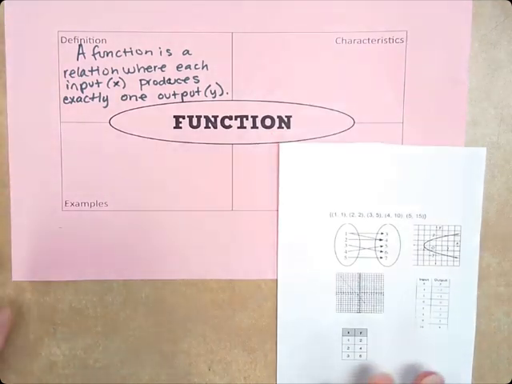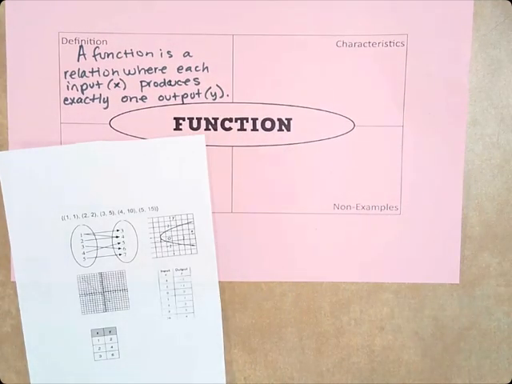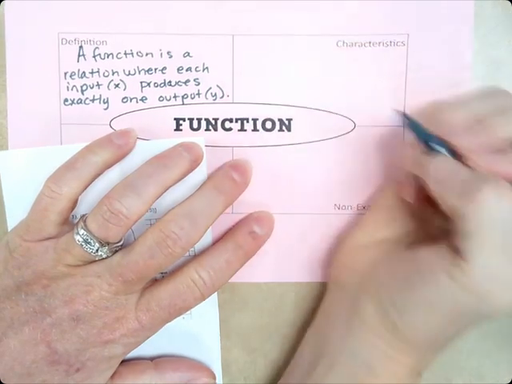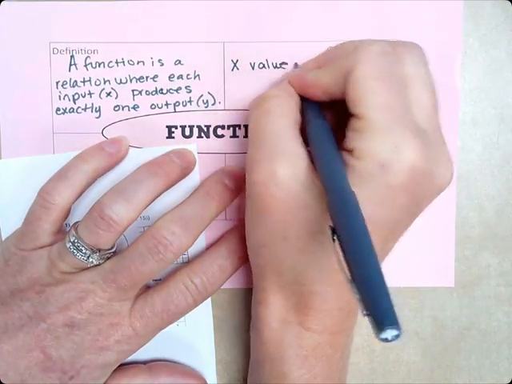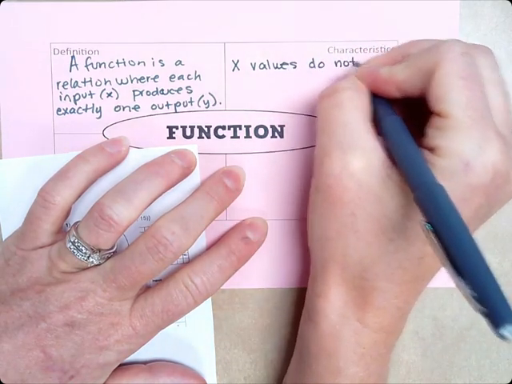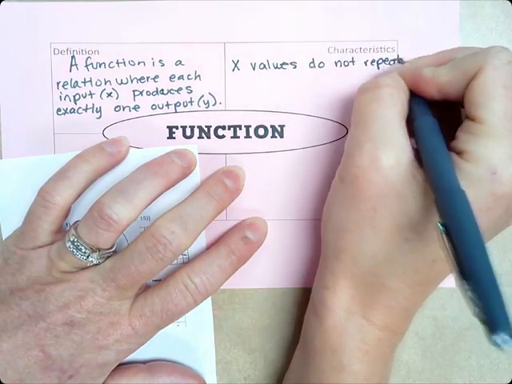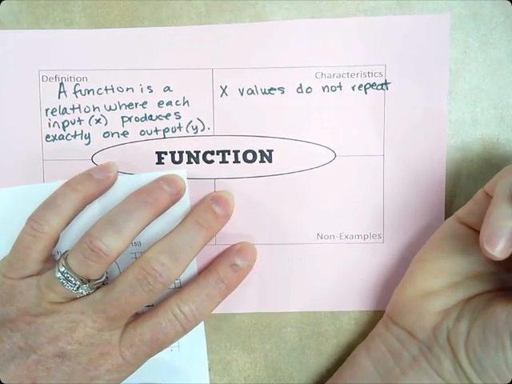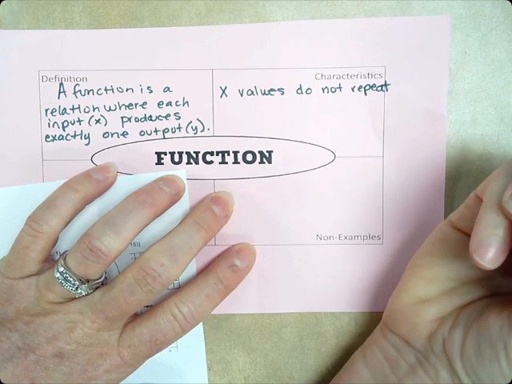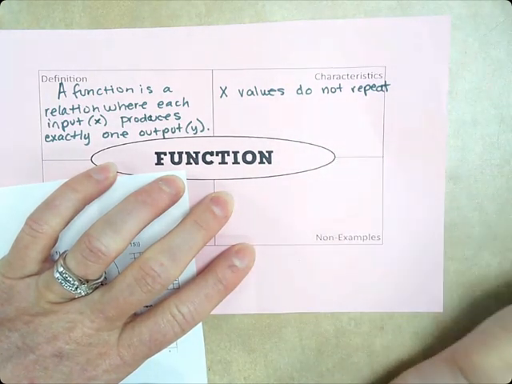Okay, now characteristics. So how do we determine if a relation is a function? What are we looking for? Yep. So x's will not repeat, right? X values do not repeat. That is the main one. If we're given ordered pairs, we would only look at the x values. If we're given domain, we're looking at the x values for domain.